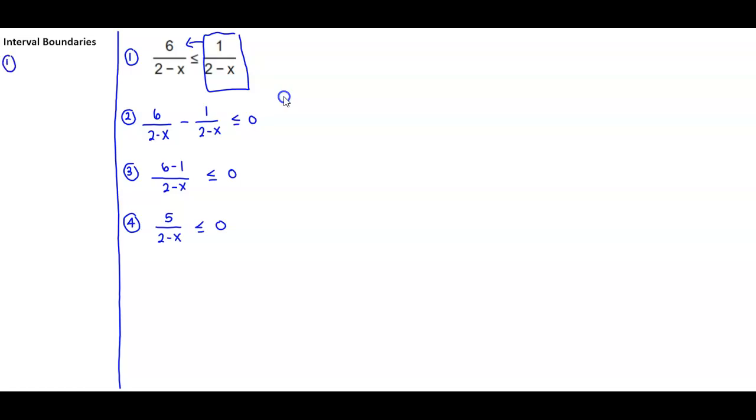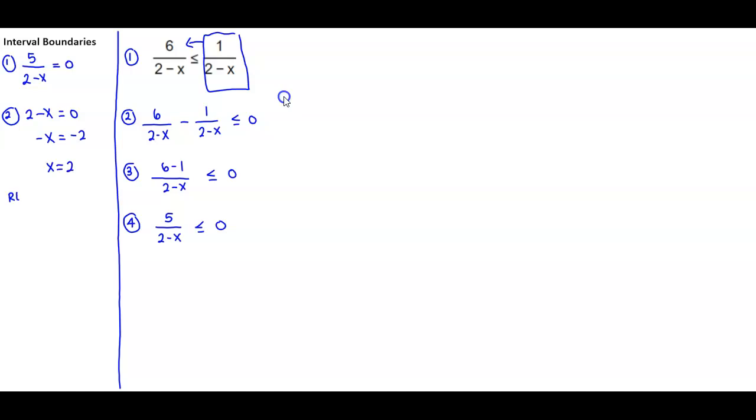And so now to find the interval boundaries, we're going to write this as a rational equation, so 5 over 2 minus x is equal to 0. Now we do not have a variable in the numerator, so we're going to look at the denominator and set 2 minus x equal to 0. We're going to subtract 2 from both sides, so we have negative x equal to negative 2. Divide both sides by a negative, and therefore x is going to equal positive 2.